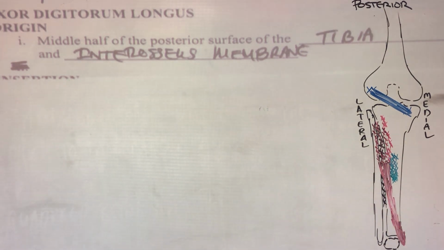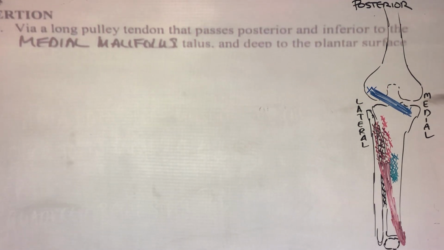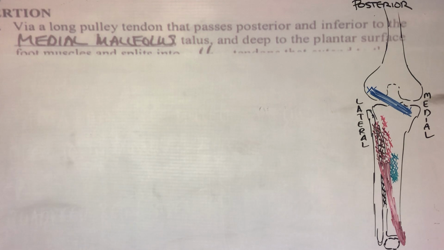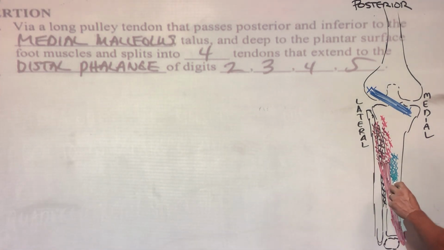And then this muscle is going to insert via a long pulley tendon that passes posterior and inferior to the medial malleolus, talus, and deep to the plantar surface foot muscles and splits into 4 tendons that extend to distal phalanges of digits 2, 3, 4, 5. So it's going to track very similar to the tibialis posterior. Again, it says via a long pulley tendon that passes posterior and inferior to the medial malleolus. So it is going to track the same direction.